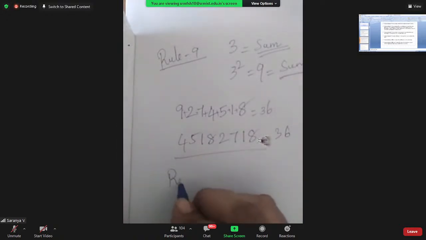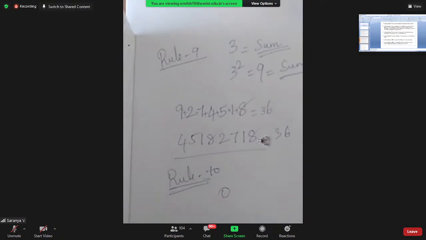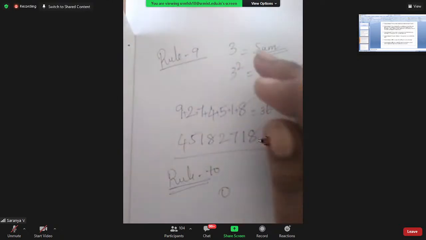Okay, rule 10 is very simple. It should end with 0. And then we come to the rule of 11.